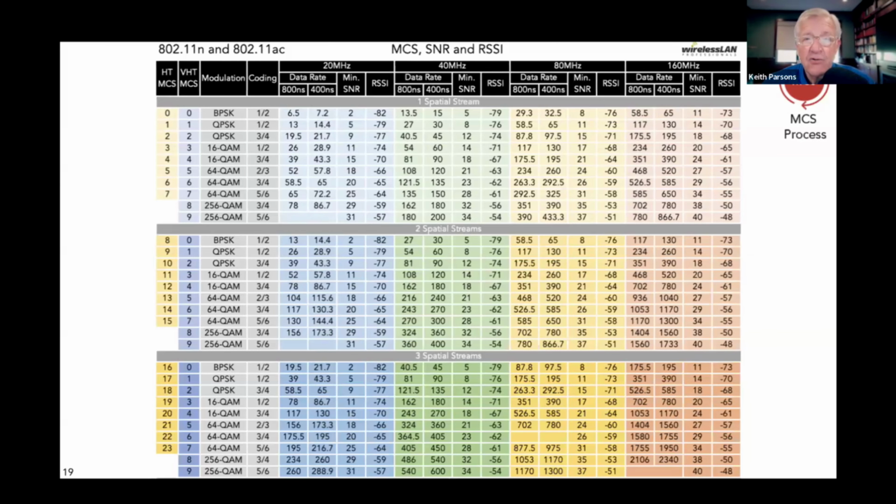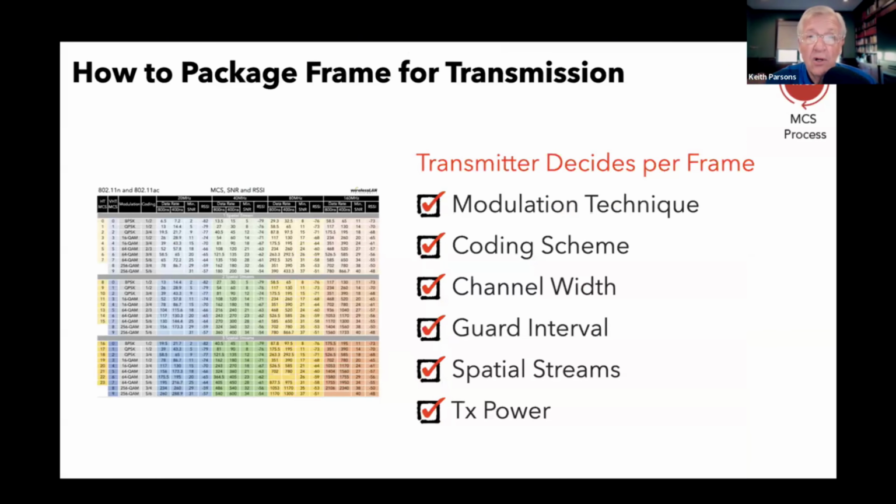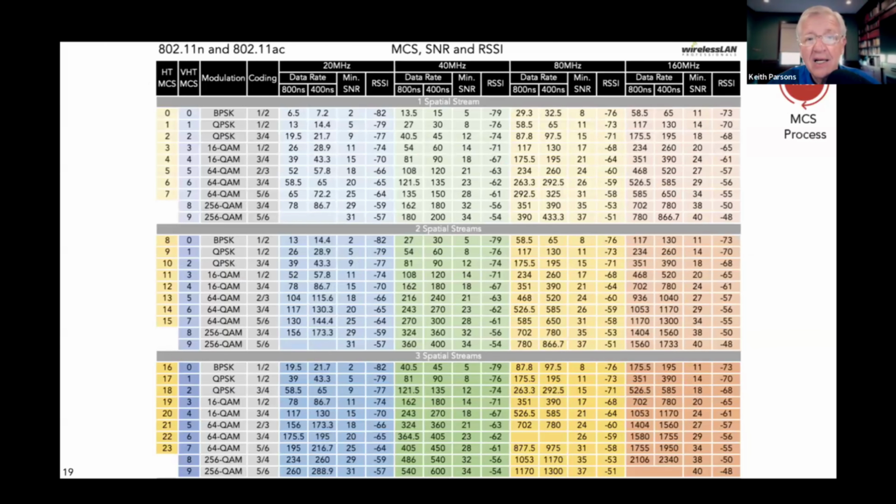And now me as the transmitter, I have to determine, oh, which thing should I fix? Should I fix the modulation or the coding or the channel width or the guard interval or the spatial streams or my transmit power? One of those or multiple of those are what caused it not to work. So I'll have to try again. So as a client goes through, I say client, but the access point is a transmitter as well. It also has to do this for every single transmission it sends. It finds the certain combination of all these things that continues to work.